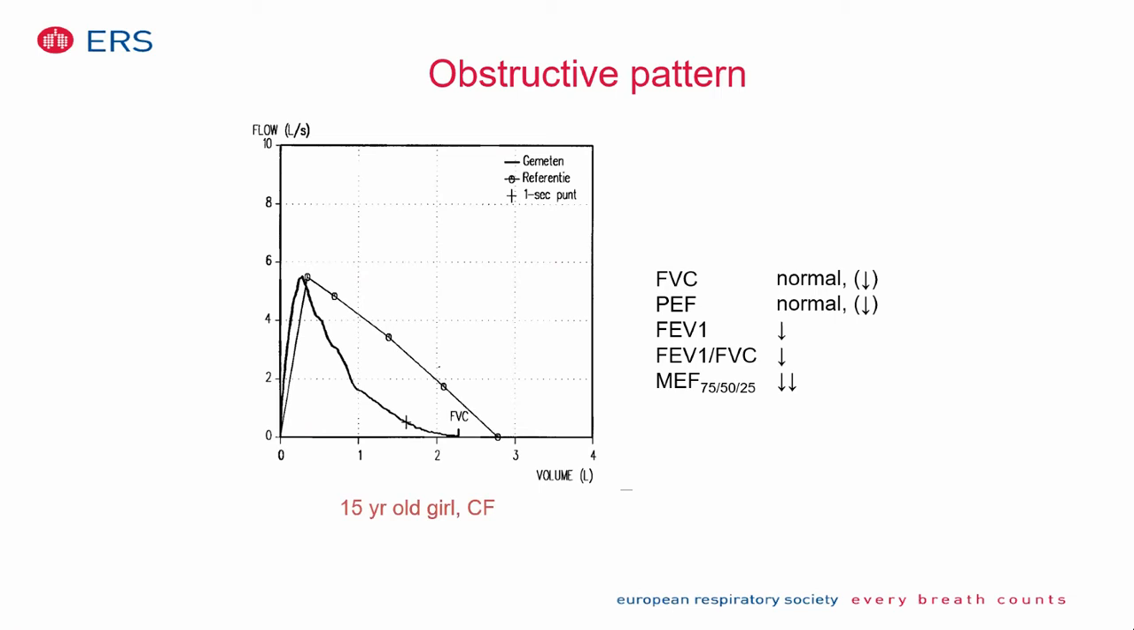The Tiffeneau quotient will be reduced, and only in cases where you have a very big obstruction with also hyperinflation, then you will have diminished volumes that you can mobilize, the diminished FVC, or also peak flow that will be diminished.